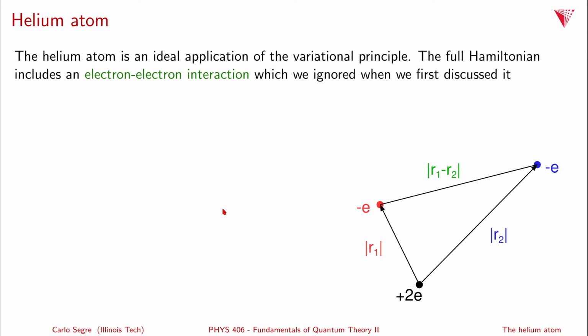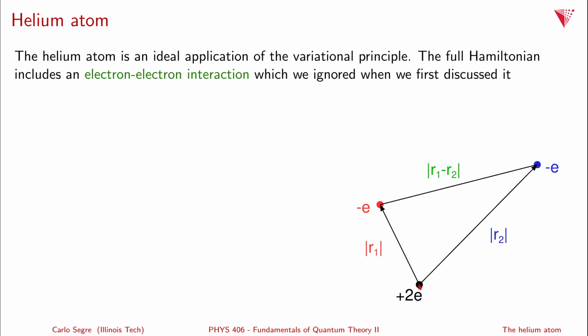So, the full Hamiltonian of the helium atom includes an electron-electron interaction, which we ignored when we first discussed the helium atom in Chapter 5. So our coordinate system looks like this. We have a proton here in black, an electron in red, and another electron in blue. The vector from the proton to the first electron we'll call R1, and the vector from the proton to the second electron we'll call R2.